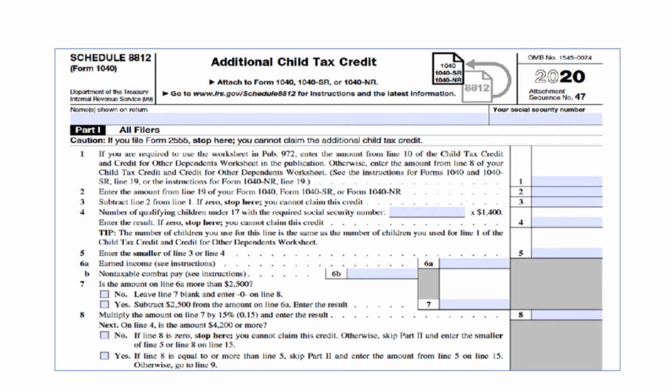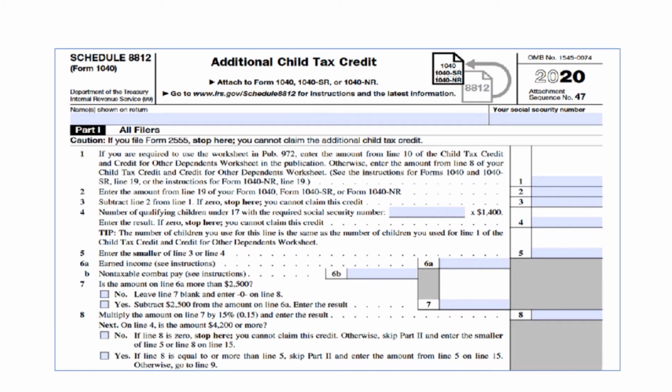Moving on, we have line 4 here, as you can see on the screen. You want to enter the number of qualifying children you have multiplied by 1,400. This is the portion of the child tax credit that's refundable. I said that earlier, right? And this should be the same number of children used for line 1 of the child tax credit and credit for other dependents worksheet. On line 5, you need to enter the smaller amount of line 3 or line 4.